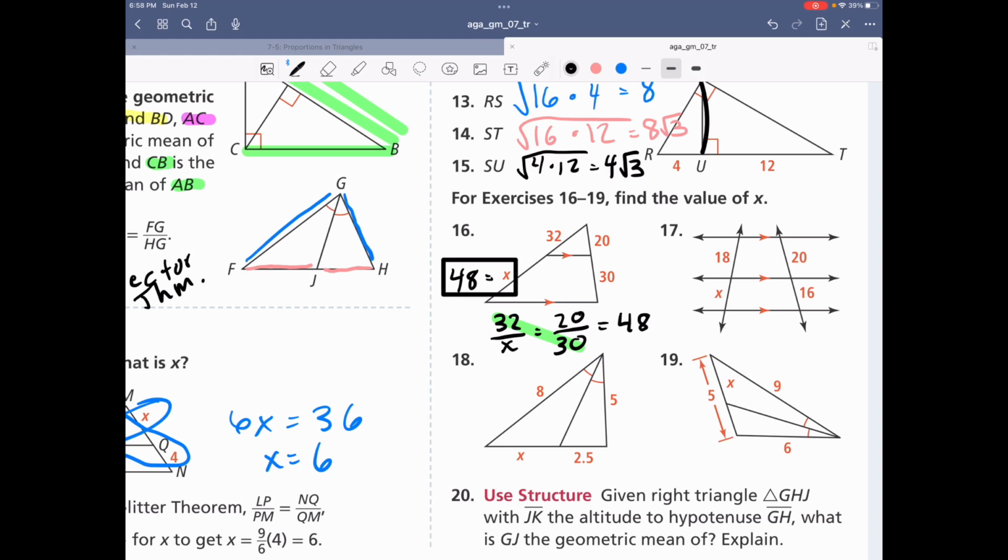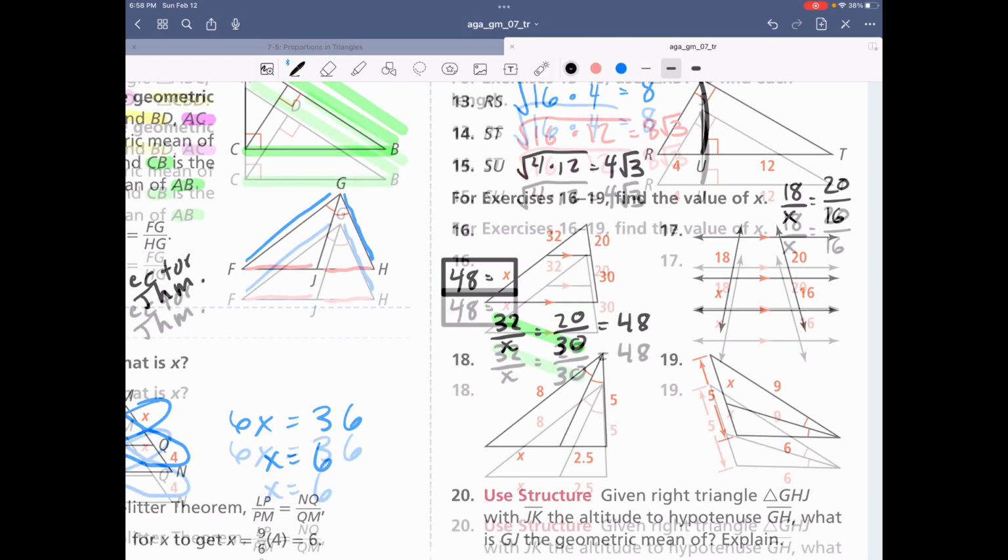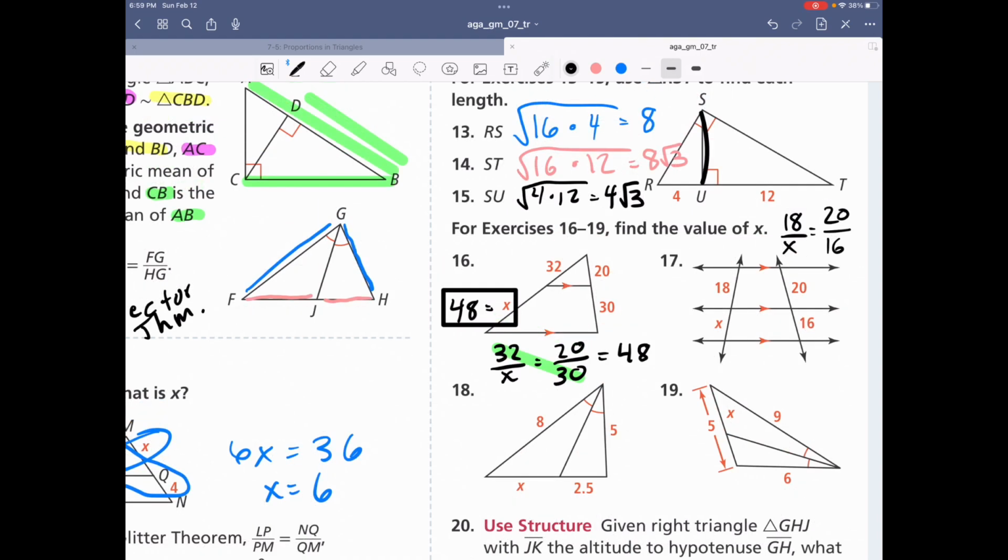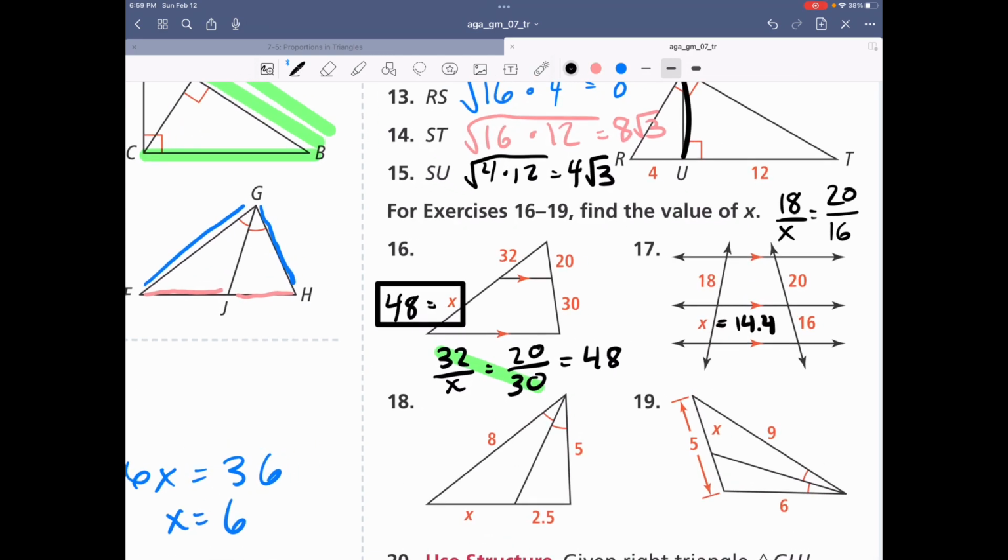17 works the same way. We're going to set up a proportion. So 18 over x equals 20 over 16. I could reduce 20 over 16 just to make my math a little bit easier, but I'm going to grab my calculator and cross multiply and divide. So after multiplying 18 times 16, divide by 20, I get x equals 14.4.